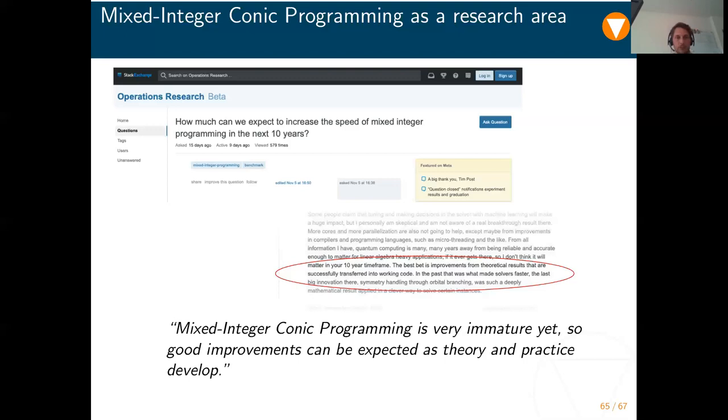This discussion then went on a bit on Twitter, and the conclusion was somehow that mixed integer conic programming is relatively fresh. So certainly it's an exciting area to do research, but it's also something that will certainly improve the more research is done and the more theory we have, but also the more practice we have, because that leads to practical experience and to more instances and so on. So the conclusion here is somehow to suggest you consider mixed integer conic programming as a research area in terms of algorithms, but also you may consider it for your next mixed integer optimization application.